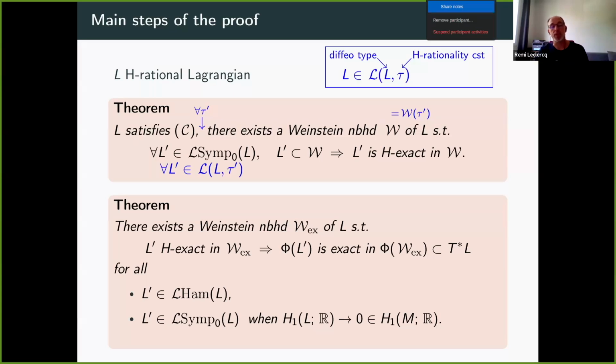And we also have some type of improvement of the second theorem. For some reason, it's really funny because we don't need to assume that the Lagrangian L prime has the same diffeomorphism type as L, but now we are stuck. We need to assume that it has the same H rationality constant anyway. So this theorem will come back at the end. I will give you elements of proof of these guys. But this is what we prove actually.